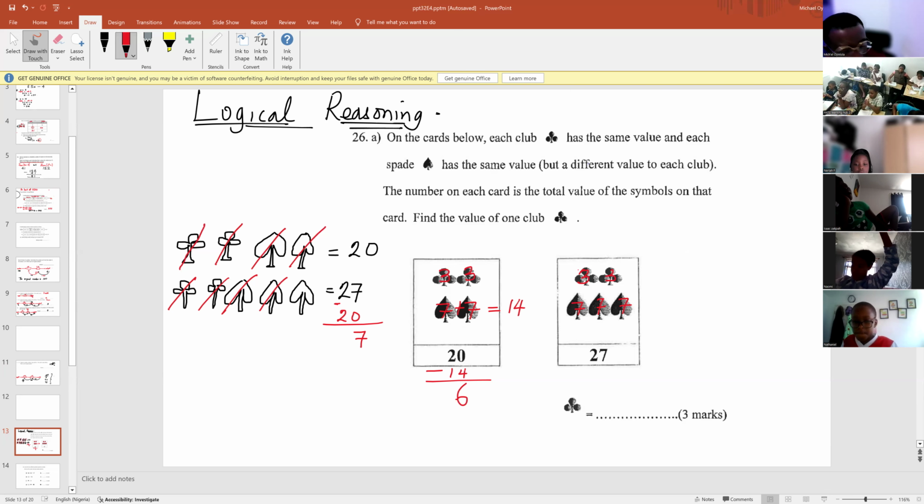Everyone, check if this adds up to 27. It does. 3 plus 7. It adds up to 27, right? That means club is 3.